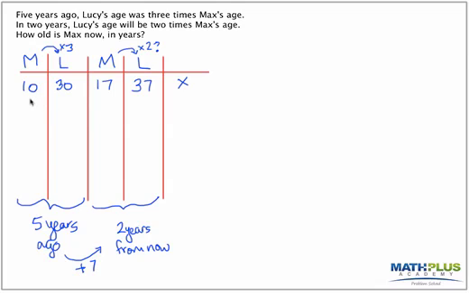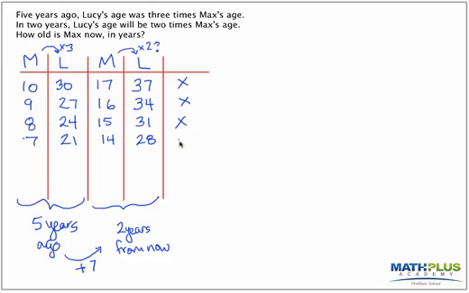So I'm going to try a smaller age for Max. That will make Lucy 27. I add 7 to both. I get 16 and 34. And 16 times 2 is 32. You can see I'm getting closer, but I'm not quite there yet. 7 and 21, 14 and 28. And sure enough, that's correct. 14 times 2 is 28.